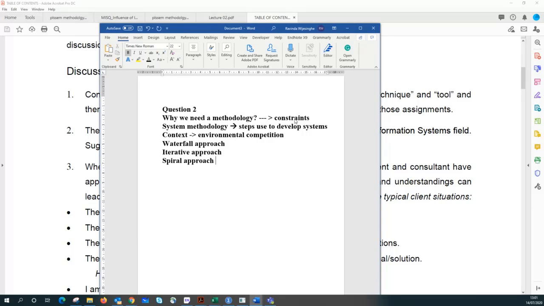So I would say the spiral approach is a blend of the iterative and waterfall approaches, because it has a little bit of planning as well, right? Because we need to plan the first iteration, and then we produce a sort of prototype based on the first iteration. So that is one of the main characteristics of a spiral approach.